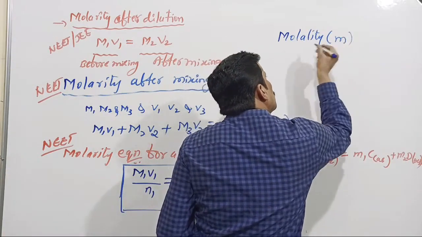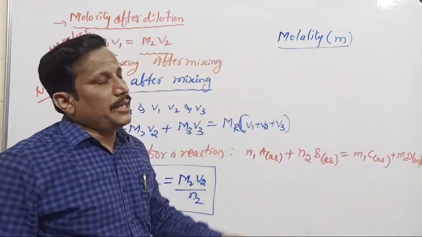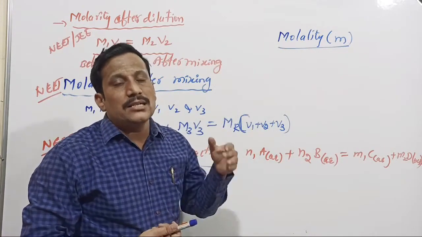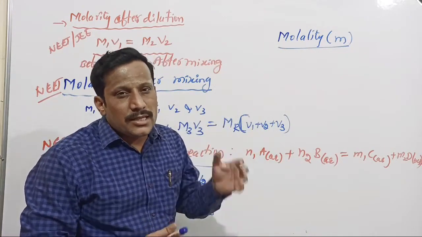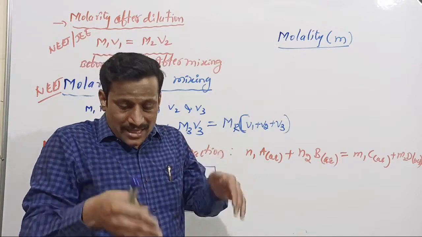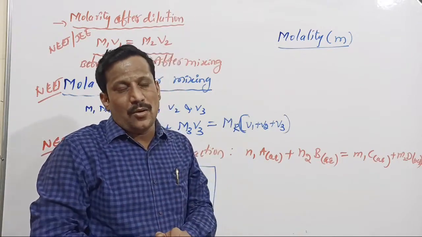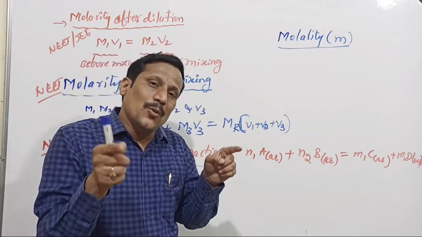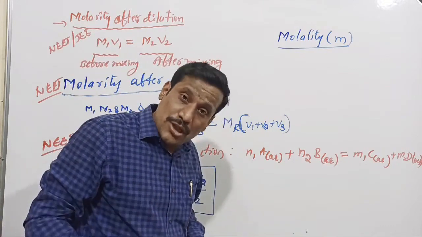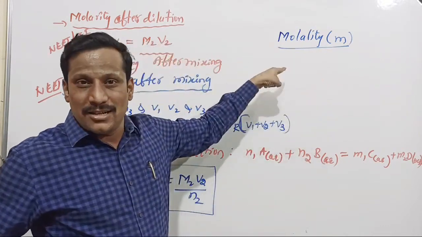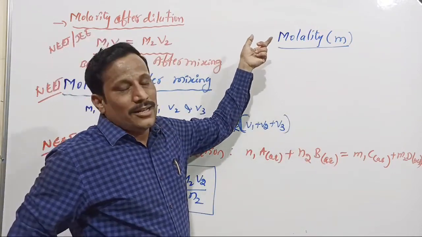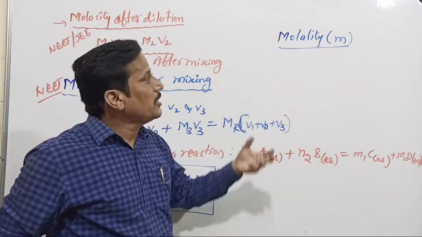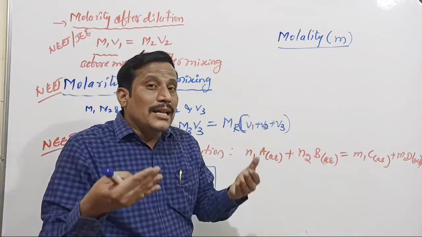Molarity is represented by a capital M. Molality is represented by a small m. What is its definition? It is the number of moles of solute present in 1 kg of solvent. Molarity is the number of moles of solute in 1 liter of solution, but here it is solvent. It is the number of moles of solute present in 1 kg of solvent. Solute is there in gram, solvent is there in gram.